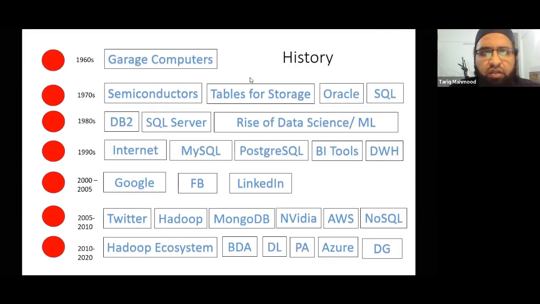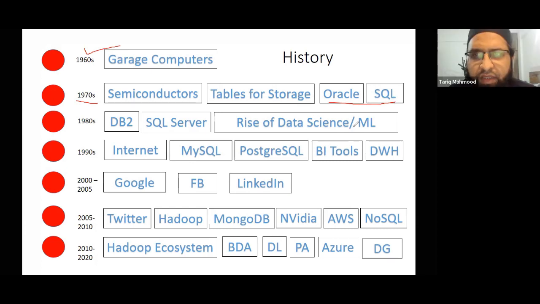This is a bit of a history of how things rolled out. So I'll browse through this very quickly. In the 1960s, we had just garage computers. So we had one computer which was very big. Then in the 1970s, we came up with semiconductor technology. So the transistors that are on your motherboard, that became possible. The motherboard is full of transistors, and some chips which are made up of these technologies. And in the 1970s, we came up with the idea for Oracle and SQL.